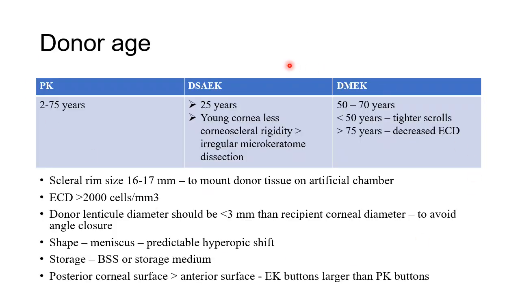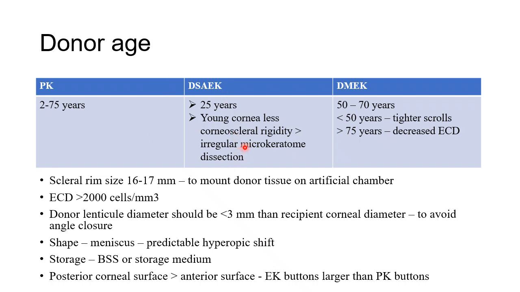Now, donor age. In PK, according to the Eye Bank Association, who can be the donor for PK? Anybody between the age of 2 to 75 years. Whereas for DSEK and DMEK, that is not true. In DSEK, the desirable age is 25 years or more, because a cornea that is younger than 25 years is going to have less corneoscleral rigidity, and this is going to be a problem if a microkeratome dissection is being done. It gives an irregular microkeratome dissection because of the lesser corneoscleral rigidity in young patients. So preferably the donor should be older than 25 years of age.